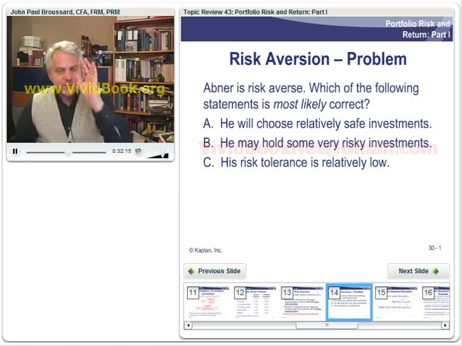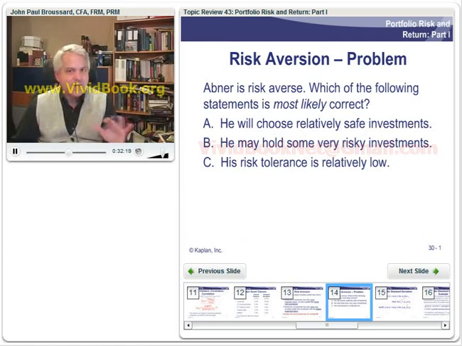So what you should recognize is that risk aversion does not mean risk minimization, and it does not mean no risk. It means that whenever you are making a decision, you have to take into account both return and risk. So here's a problem that you might want to think about.